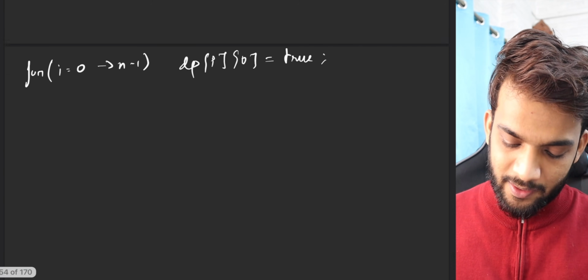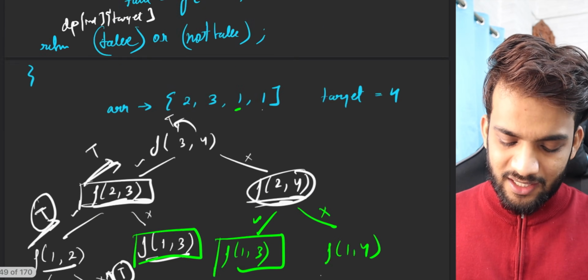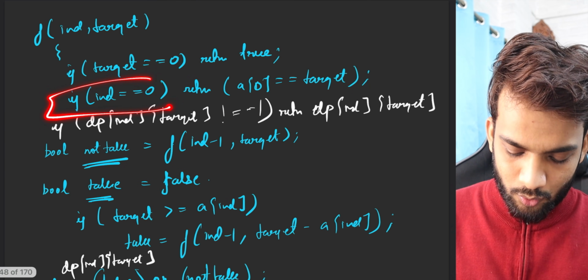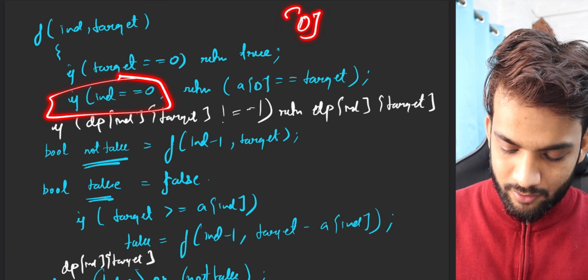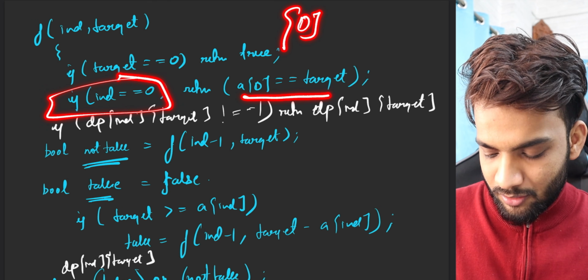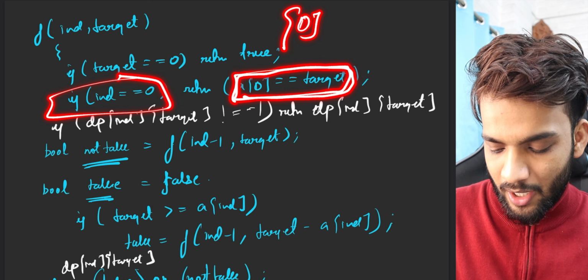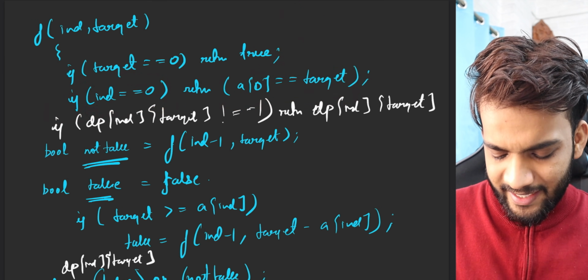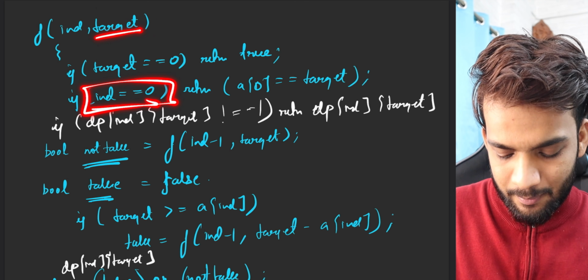Let's look at the next base case. The next base case says if index is 0, return true if it's equivalent to target. So index is 0 for sure, and target can be anything.